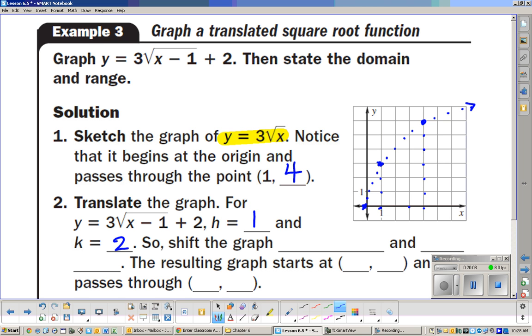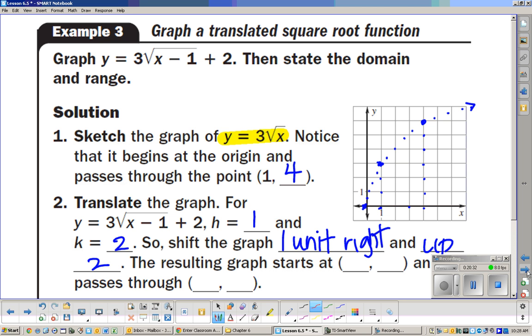So shift the graph 1 unit which way? Left or right? 1 unit to the right. And how many units up or down? 2 up. You're right. Up 2. Okay? So take each of those points we have and move them accordingly.